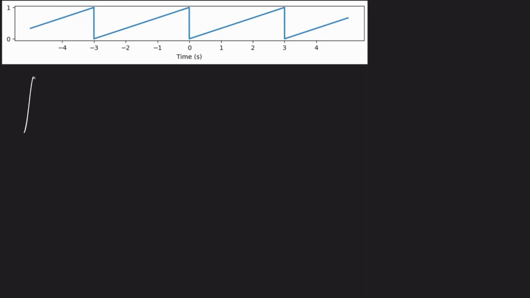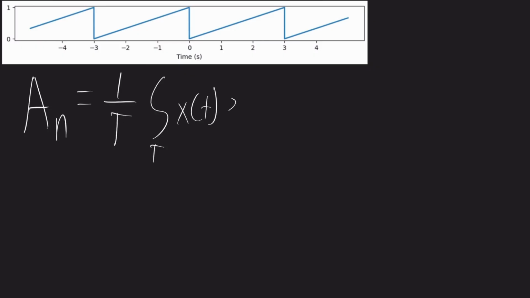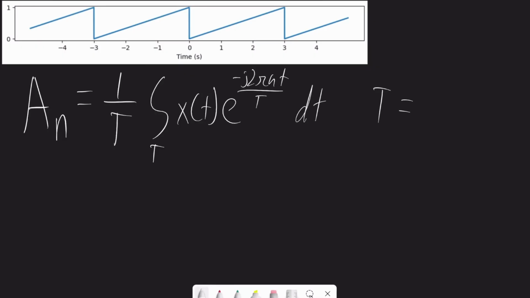For this problem, we need to find the Fourier series coefficients of the sawtooth wave. It's modeled by this equation, 1 over T times the integral over 1 period of x of t, which is just the periodic signal, in this case the sawtooth wave, times e to the negative j 2 pi n t over big T, all with respect to time, where T is the period of this periodic signal.